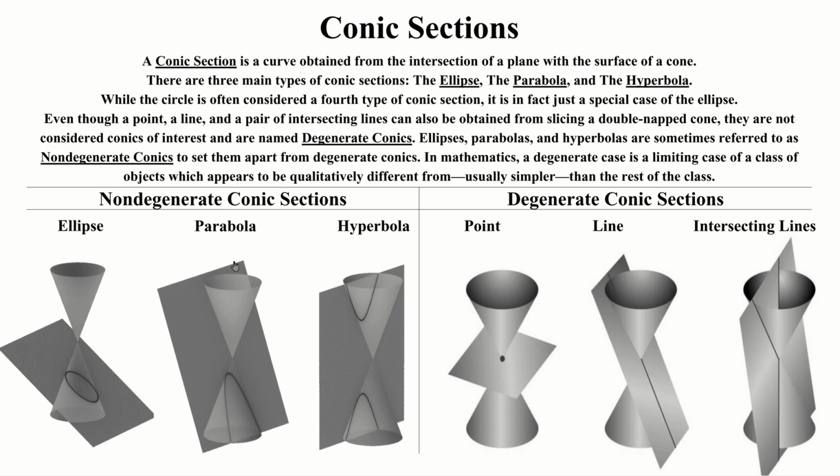As you recall, when you slice a double-napped cone, as shown here, with a plane, you end up with three types of non-degenerate conic sections depending on the angle of the cut, which we have discussed in detail previously. The three non-degenerate types are the ellipse, the parabola, or the hyperbola. Or you may end up with one of these degenerate conic sections, the point, the line, or a pair of intersecting lines. What we would like to do is learn how to identify which one of these conics we're dealing with by just analyzing the equation that's given to us.